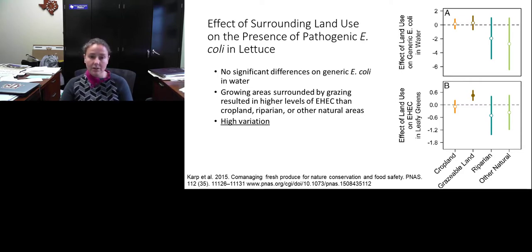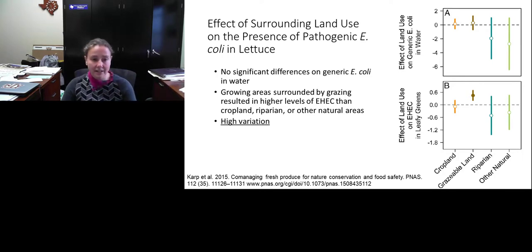What I wanted to also bring to your attention is the high level of variation in the riparian zones and the other natural areas. Although it looks like these might be lower levels of E. coli, there's a ton of variation in those samples, and we really don't know all of the contributing factors, and we need more research to figure out what's contributing to higher or lower risk in that.